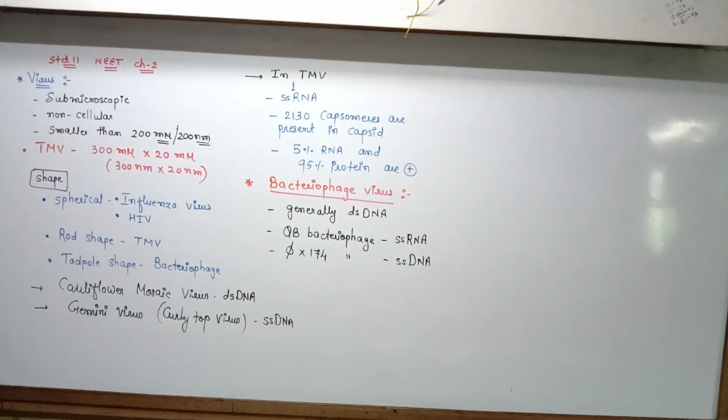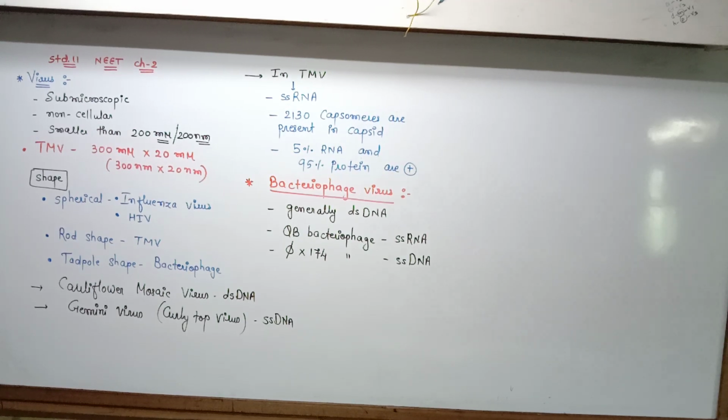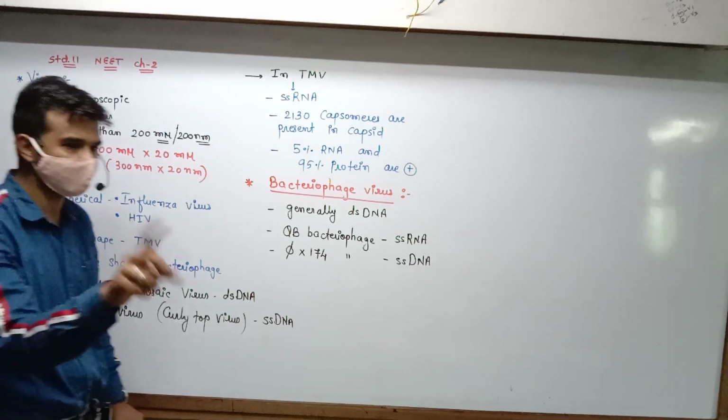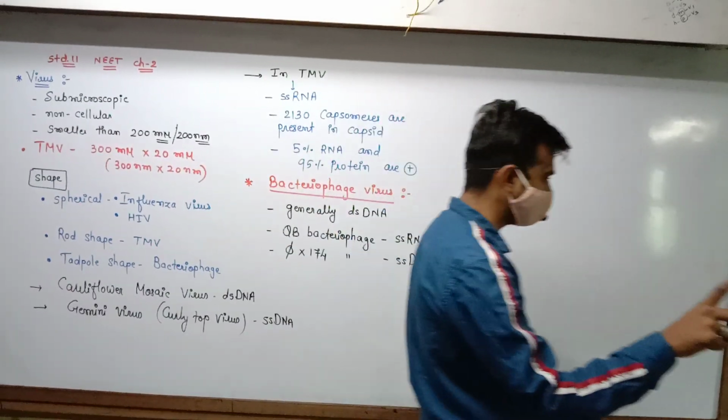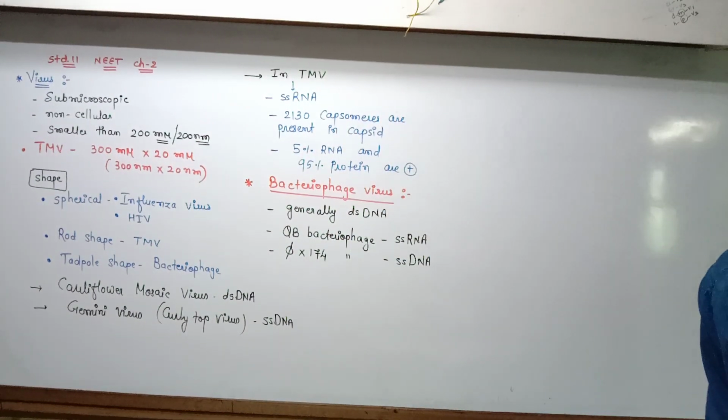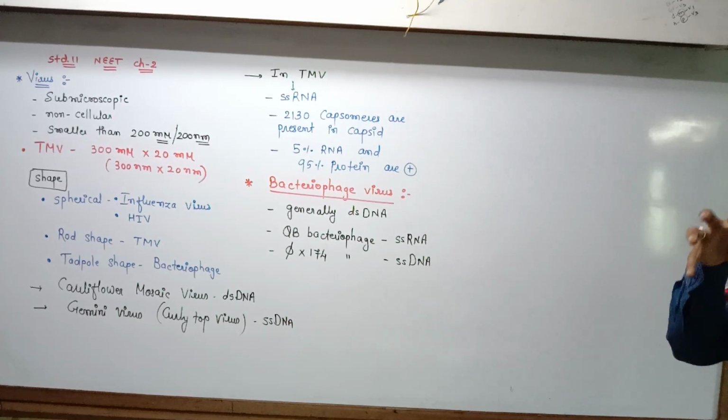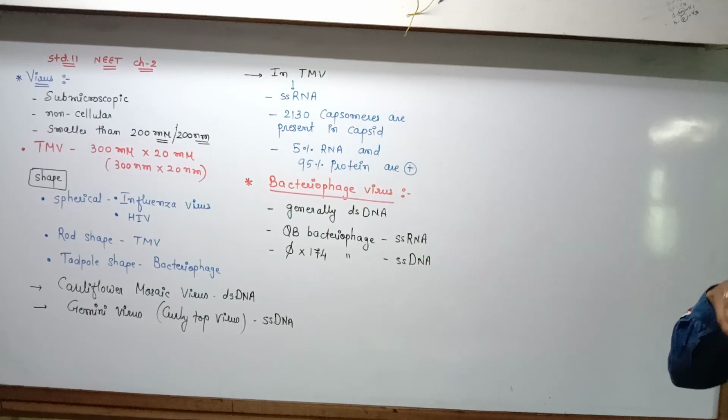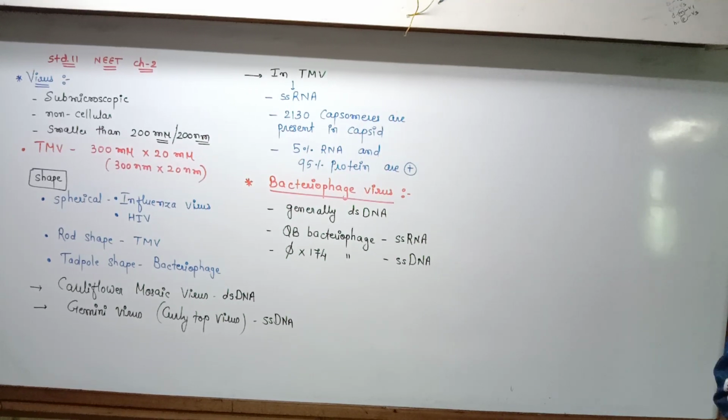Phi X 174 is the name of one bacteriophage with ssDNA. I think you are confused about the bacteriophage. Nowadays, we have modified the genetic material of the bacteriophage, and that bacteriophage we can use as a genetic vector to enter the desired genetic material, that is DNA or RNA, inside the host cell.